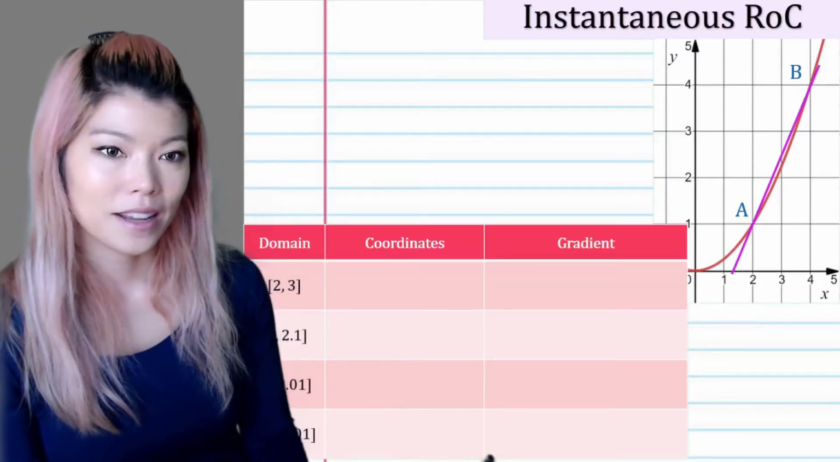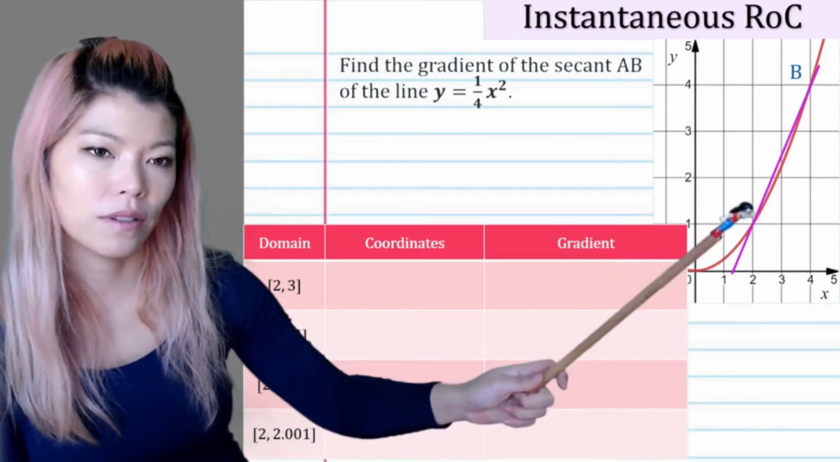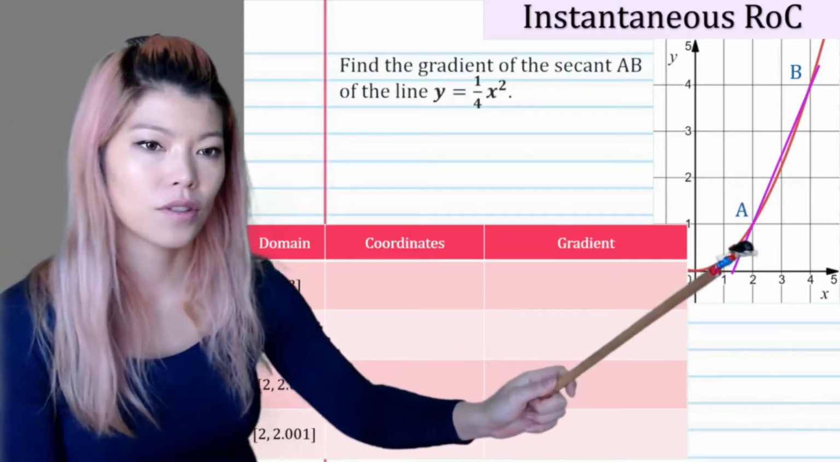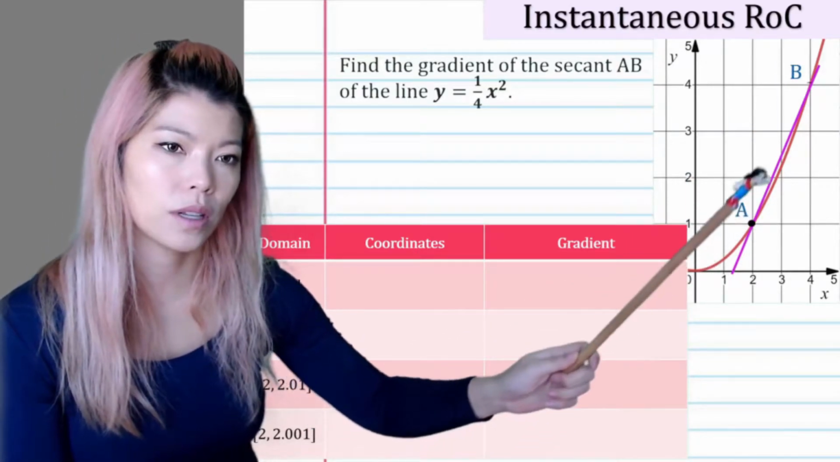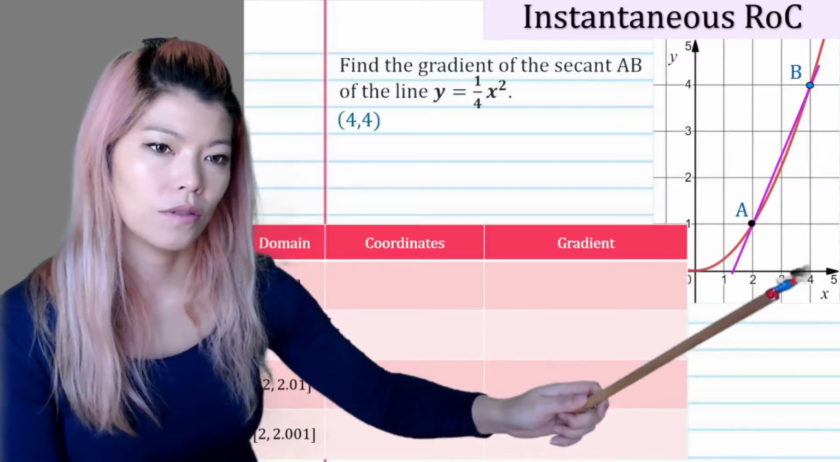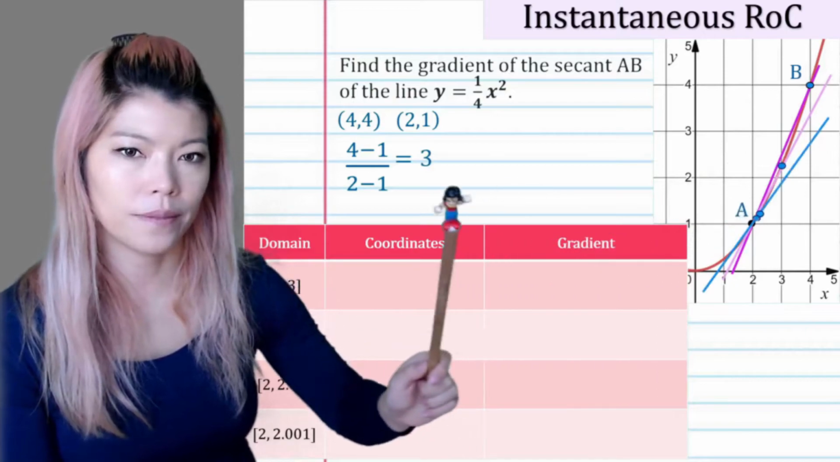Let's have a look at instantaneous rate of change by exploring this graph over here. Here we have the graph of a quarter x squared, and I've drawn a secant between the points A and B, and if we found the gradient between the points A and B, (4, 4) and (2, 1), we can see that the gradient is 3.